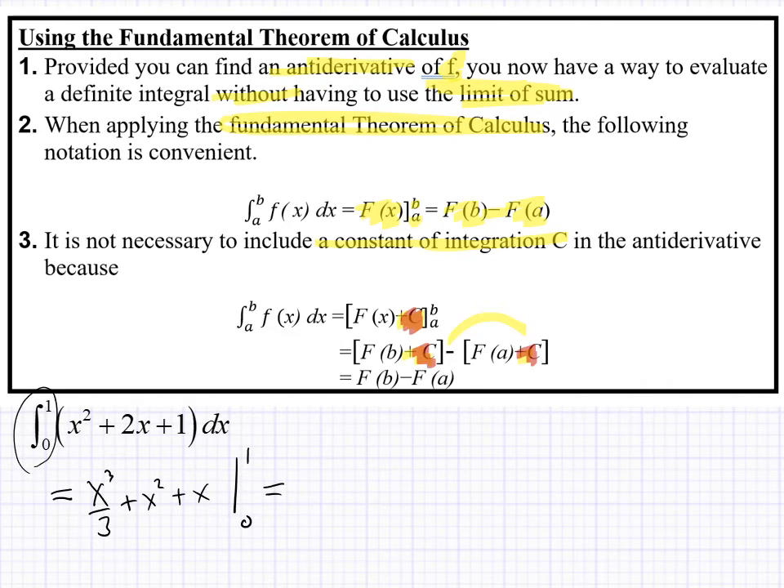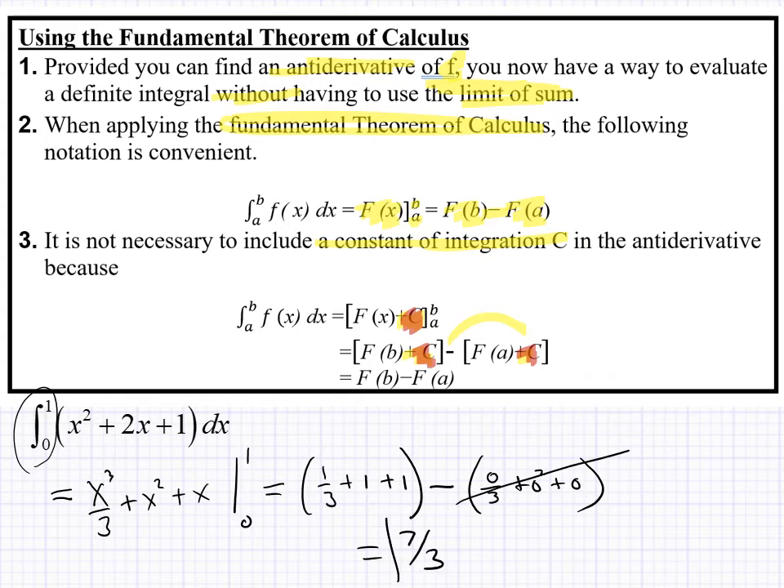So that means I'm going to plug 1 in first, which would be 1/3 plus 1 plus 1, minus, I'm going to plug 0 in, which would be 0 over 3, which is 0, plus 0 squared, which is 0, plus 0, which is 0. So ultimately, my answer will be 1/3 plus 1 plus 1, because this is all 0. 1/3 plus 1 is 4/3. 4/3 plus another 1 would give me 7/3. So 7/3 is the answer for this.